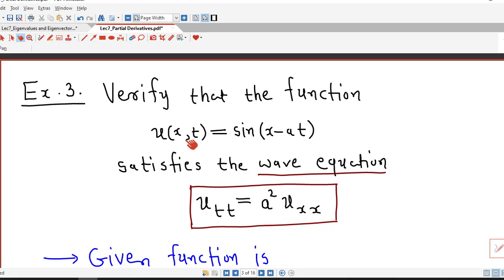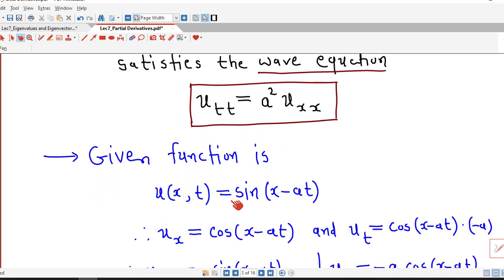Next function is u of x, t. U is a function of x and t given by sine of x minus at, and we have to show that this function satisfies the wave equation, which is given by del square u by del t square equal to a square times del square u by del x square, where a is a constant. So here we have to find out second order partial derivatives of u with respect to x and t.